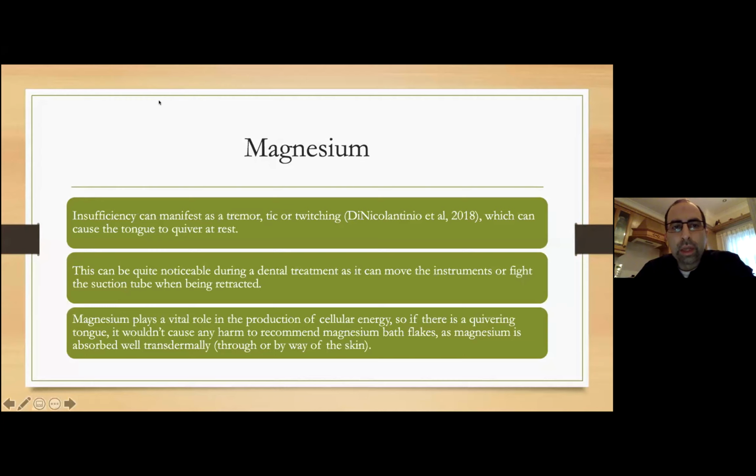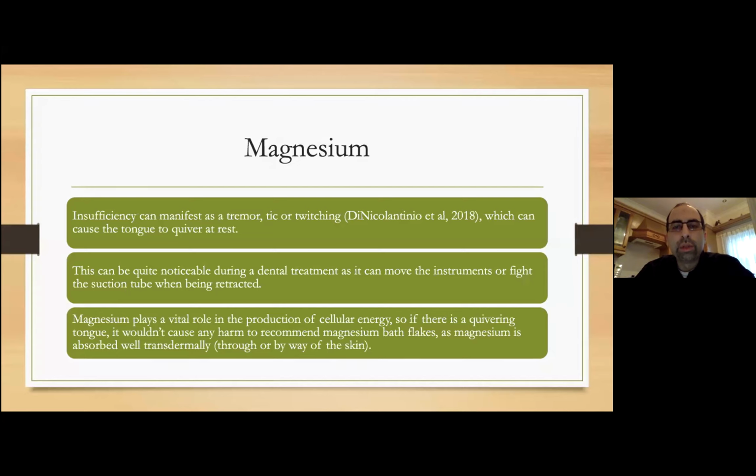The next one I would like to discuss with you is magnesium. Insufficiency, lack of magnesium, can manifest as a tremor, a tic, or twitching. Sometimes, for example, the tongue of our patient when we are treating them can be quivering at rest. So if we see a patient whose tongue is a bit quivering, we could suspect that maybe they have magnesium deficiency. This can be quite noticeable during dental treatment as it can move.